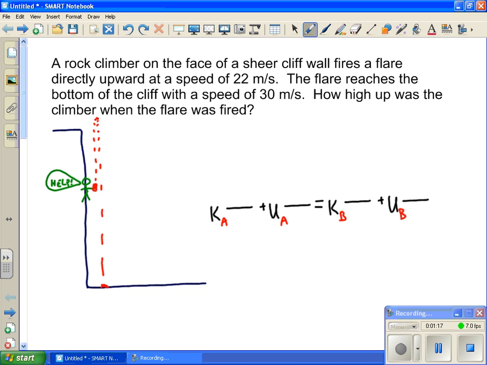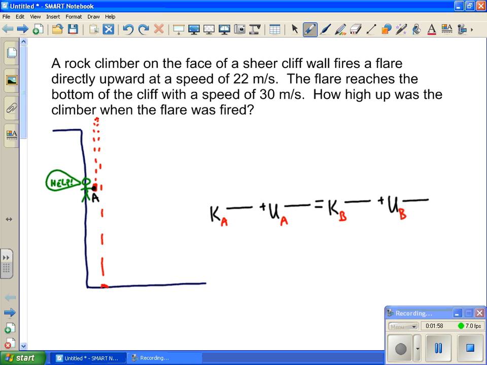Now, going back to this picture, I know that here at the location where the rock climber fired the flare, I know something about the speed there, and it's at that spot that I want to know where the rock climber is. So that's going to be one of the two places I want to think about. Let's keep in mind, whenever we're using the law of conservation of energy, we're comparing the total amount of energy at one place versus at another place. So I'm going to call these places A and B. I'm just going to label this first place as place A.